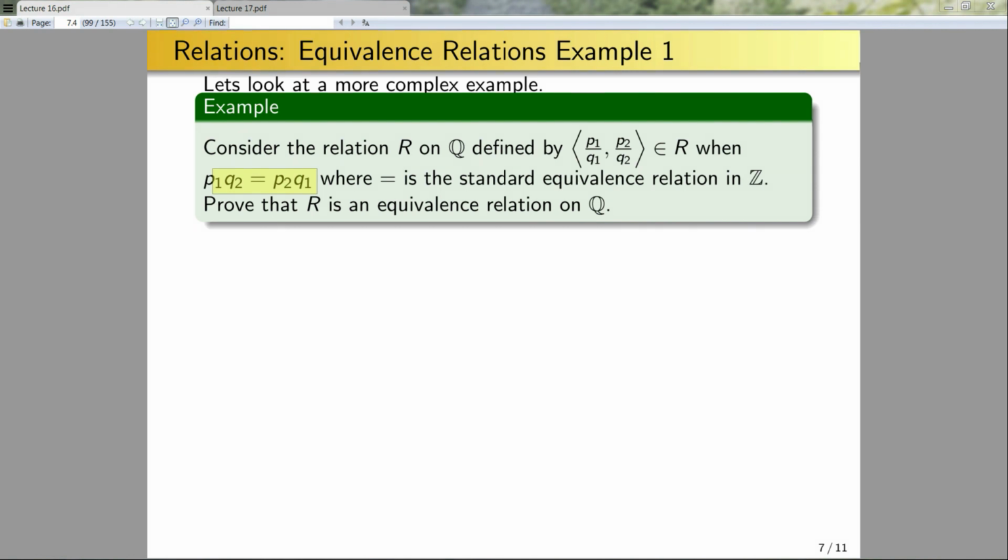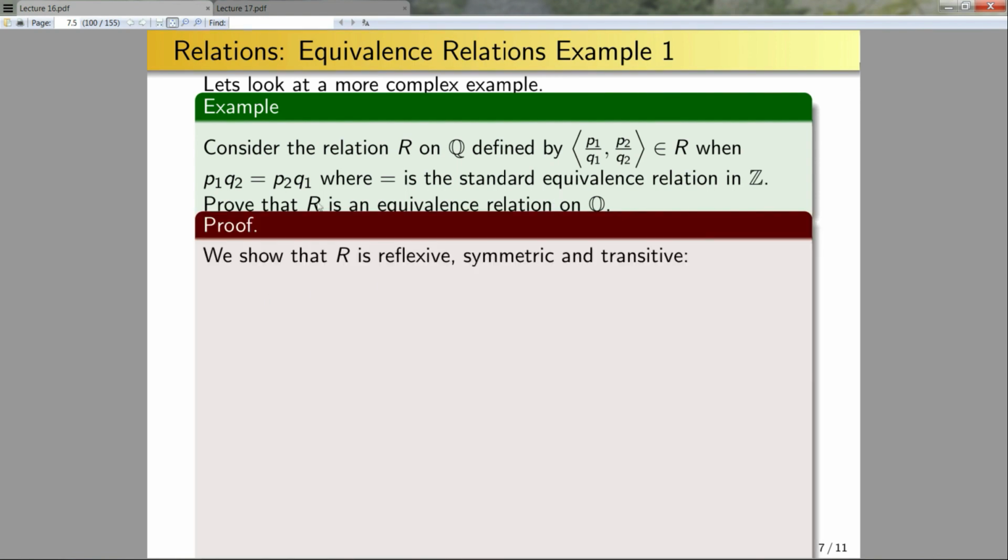So in order to be able to define the rational numbers that way, we need to show that this is an equivalence relation. If it's not an equivalence relation, then it doesn't do what we want it to do on Q. So let's do that. To prove that this is an equivalence relation, we need to show that it's reflexive, symmetric, and transitive. So let's do each one of these one at a time.